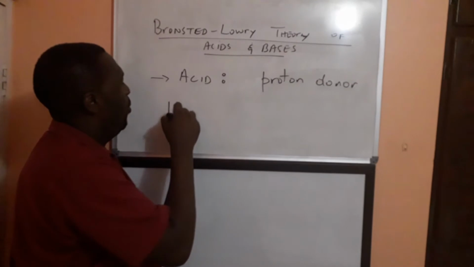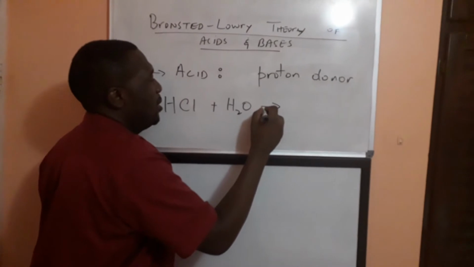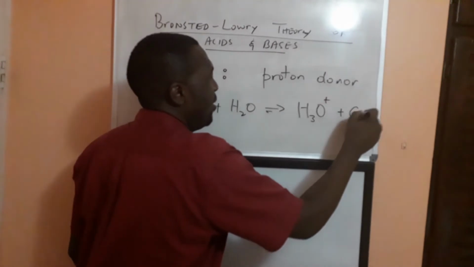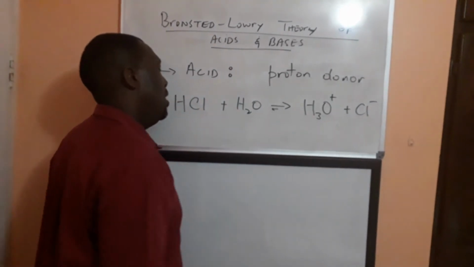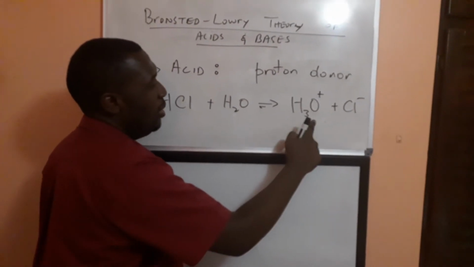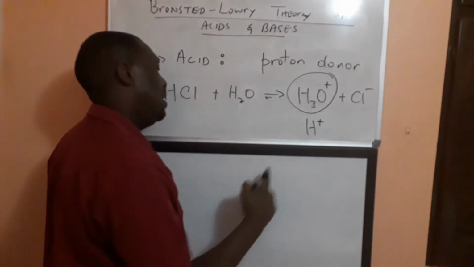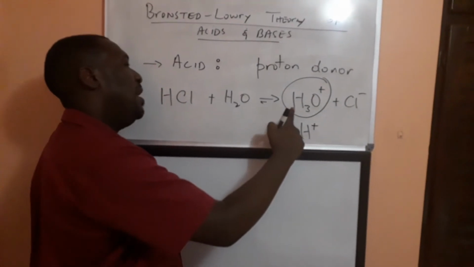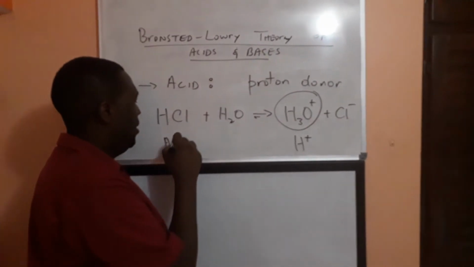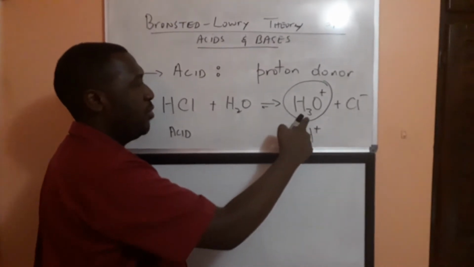So for example, when HCl dissolves in water, it produces H plus ions, or rather hydroxonium ions. The H plus is donated to a water molecule, and so what we call H plus is really H3O plus. So you'll see us write that as H plus, but in reality it's really H3O plus. So HCl here is an acid because it donates a proton to water to produce H3O plus.